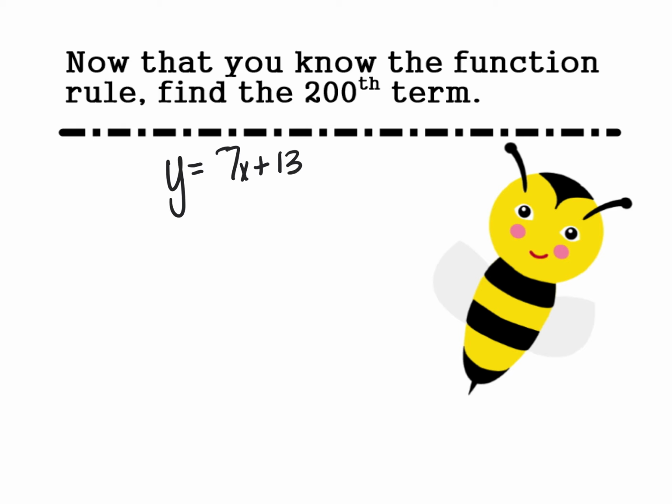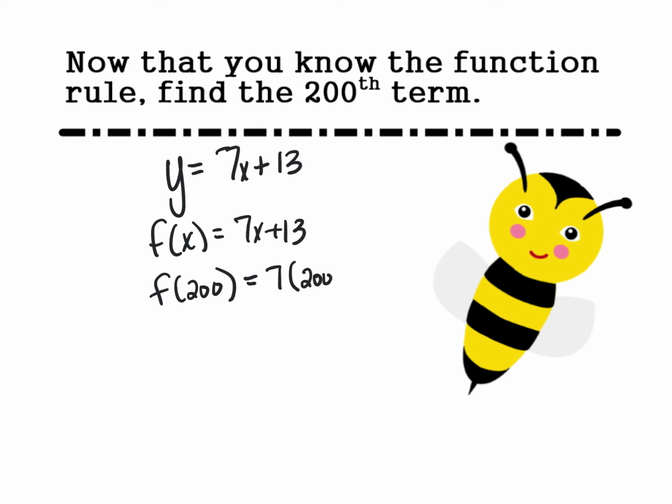Well, what if I want to find the 200th term? This is why I like to use f of x, because now I want to find f of 200, meaning I'm plugging in 200 for the x, right? I replaced x with 200, so I need to replace this x with 200. So I'm going to take 7 times 200 plus 13. So 7 times 200 gives me 1,400. I still need to add 13. So that gives me 1,413.